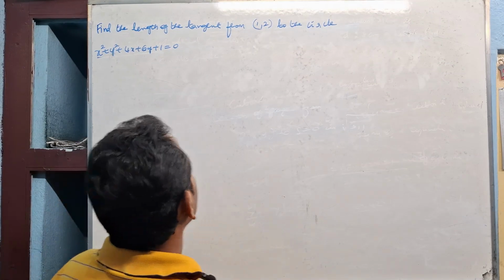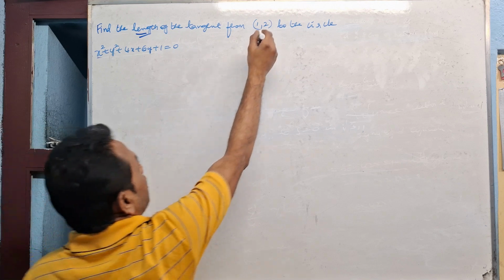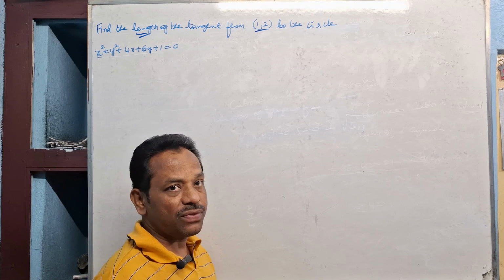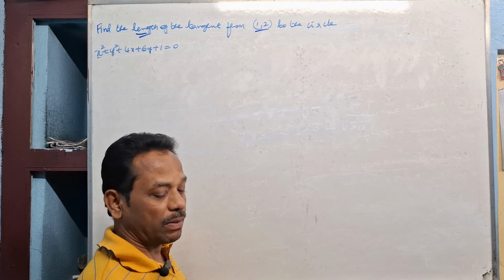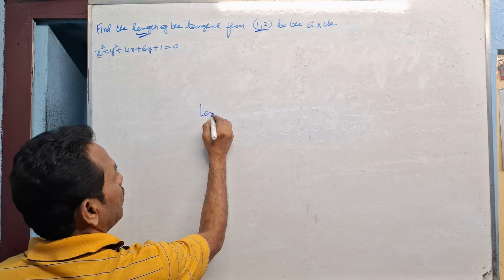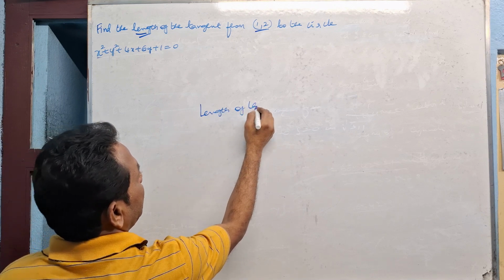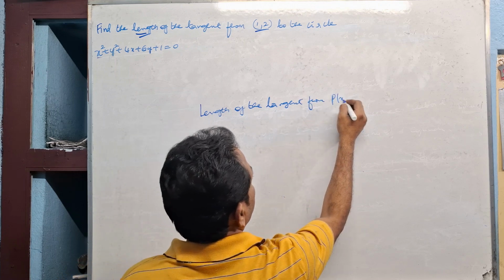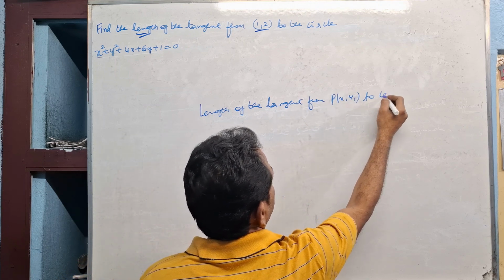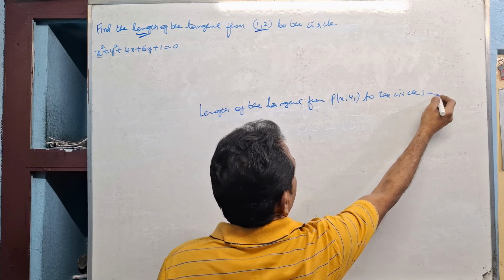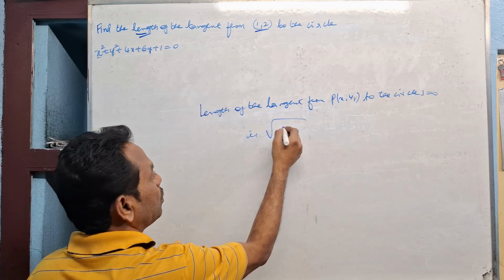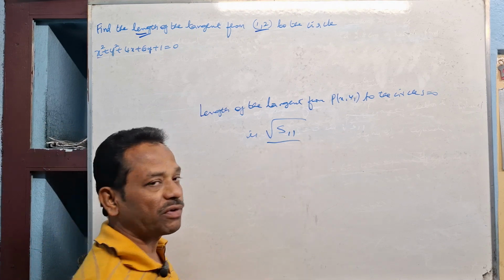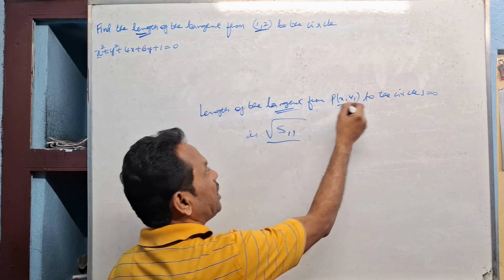Bachcho, in this question, we need to find the length of the tangent from a point 1 comma 2 to the circle. Okay, now, Bachcho, make a note of this. In this question, I'll be using some formulas. The first formula is: length of the tangent from a point P x1, y1 to the given circle s equals 0 is root of s11. So we will use root of s11 to get the length of the tangent from a given point to the circle.